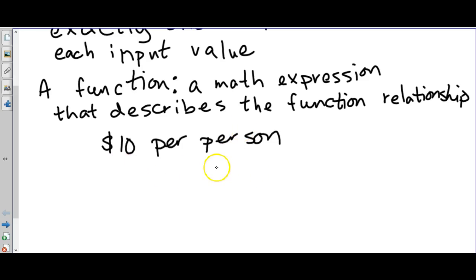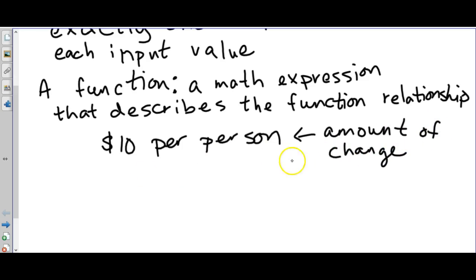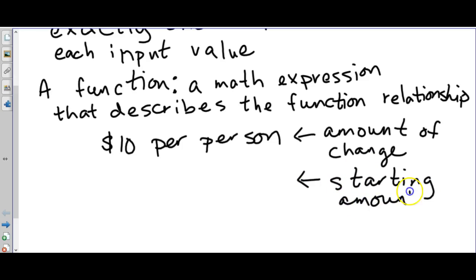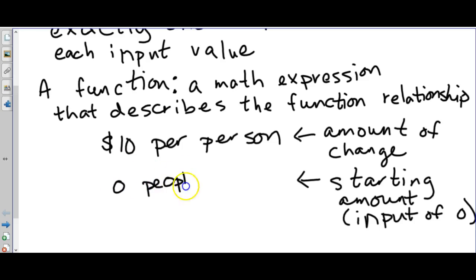And when we write these function rules, we also need a starting amount. So that's the amount we're changing by. And then we need a starting amount. So when we do our starting amount, our input is always 0. So if we had 0 people, it would cost us $0. So 0 people, we have an output of $0. So we can write a rule for this.